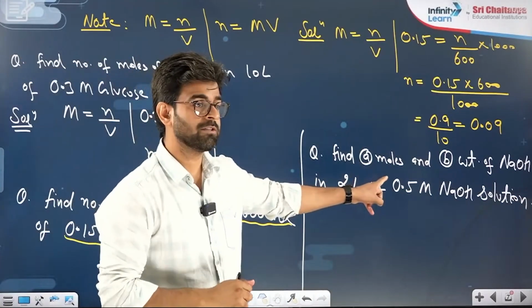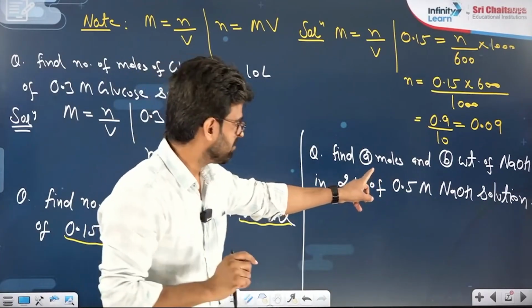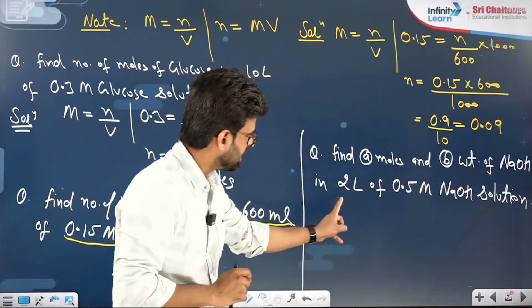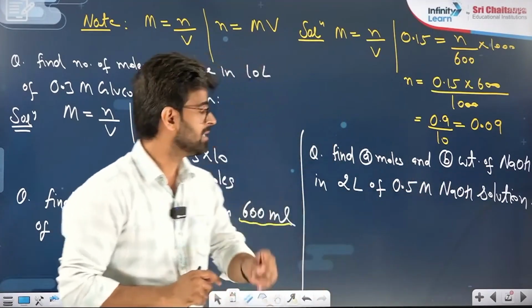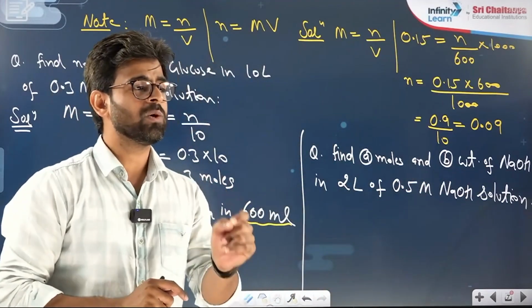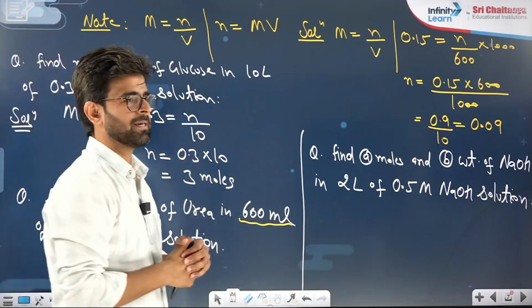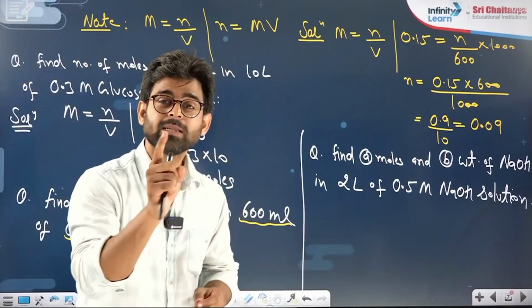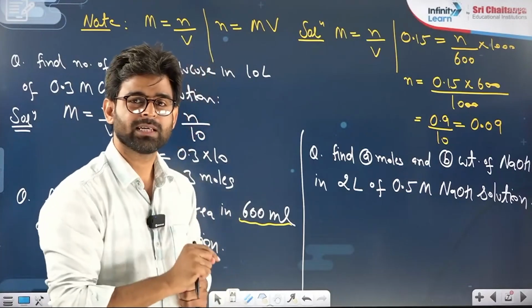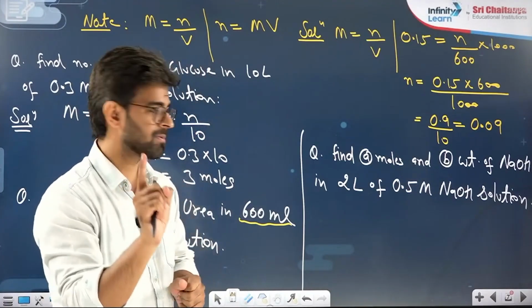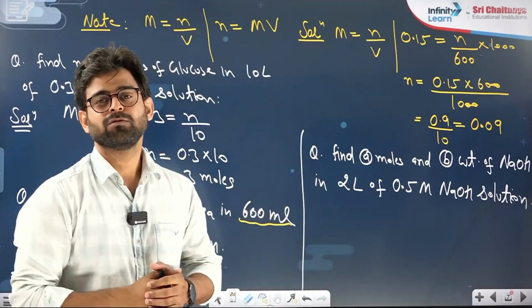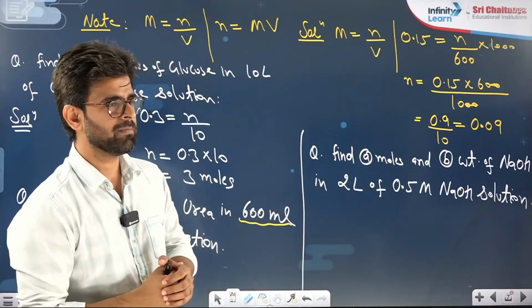Find moles, which you are doing from the last two or three questions, right? Find moles and weight of NaOH in 2 liters of 0.5 molar NaOH solution. Fast. Very good. You know the molar weight of NaOH, how much? 40 gram per mole. Very good.